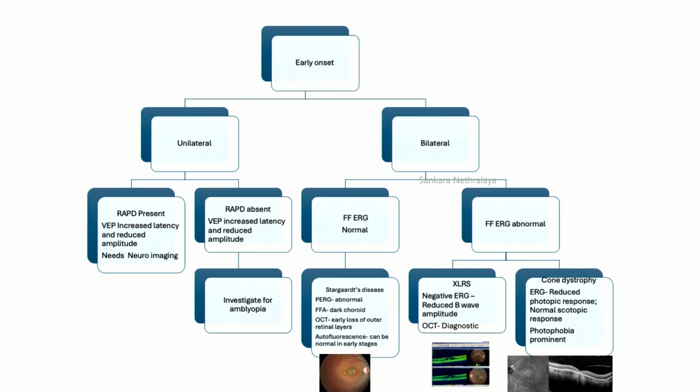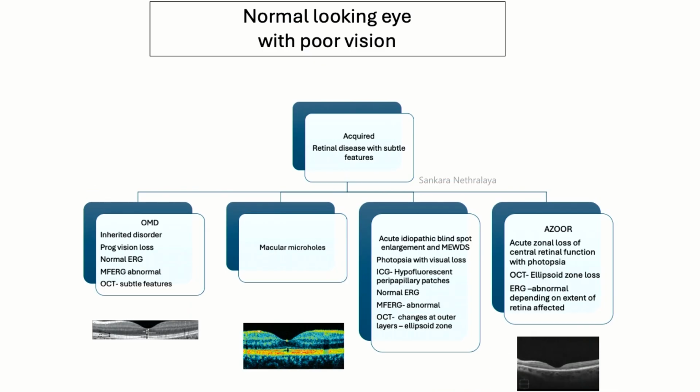And photophobia is very prominent. If it's a congenital cone dystrophy, the main complaint is actually photophobia, which is very, very severe for them, okay? So if it's an acquired lesion, we've got retinal diseases with subtle features. We already discussed occult macular dystrophy, which is an inherited disorder.